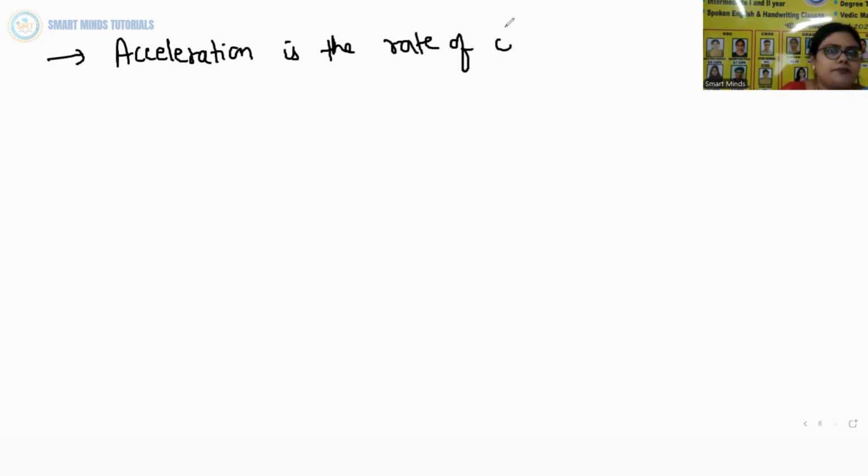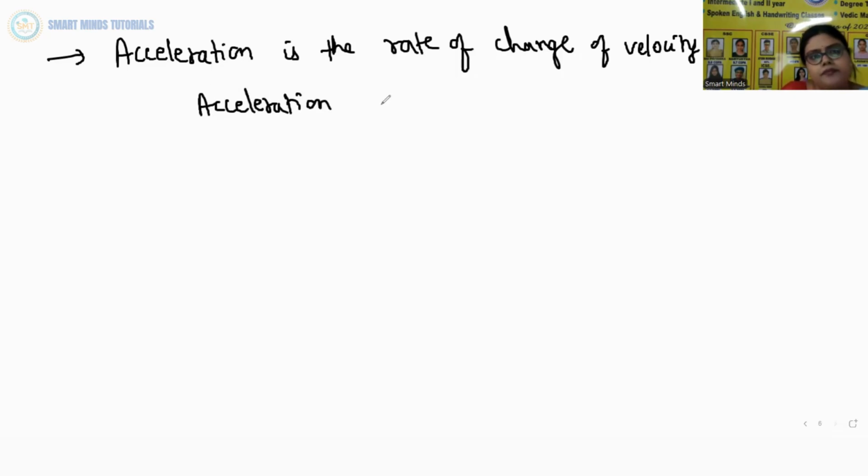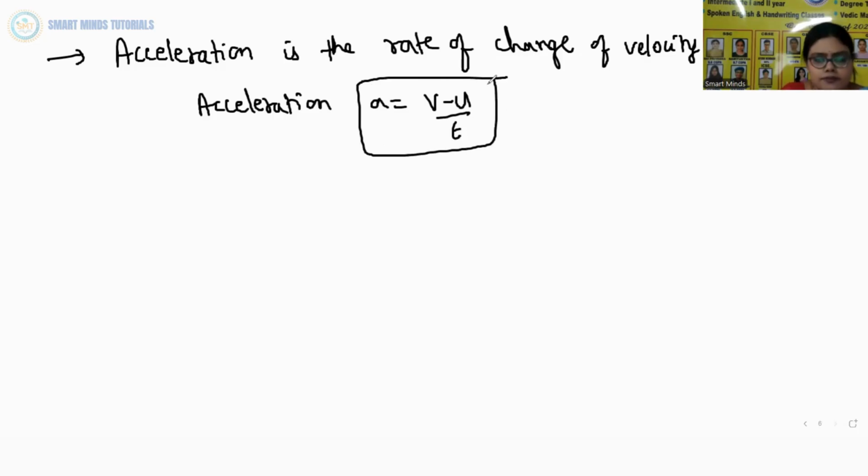Now let's move on to acceleration. What do you mean by acceleration? Acceleration is the rate of change of velocity. Rate of change of displacement is velocity, and rate of change of velocity is acceleration. Try to understand the difference. Okay? And acceleration is given by v minus u by t. This is the formula for acceleration.